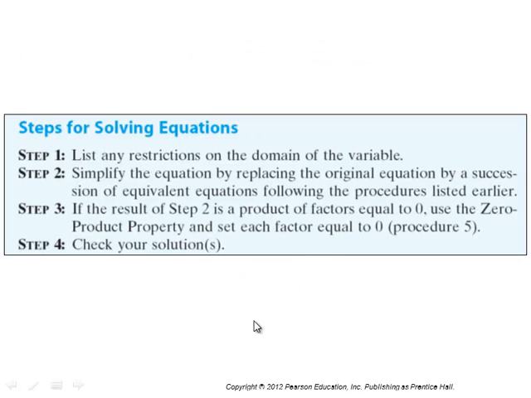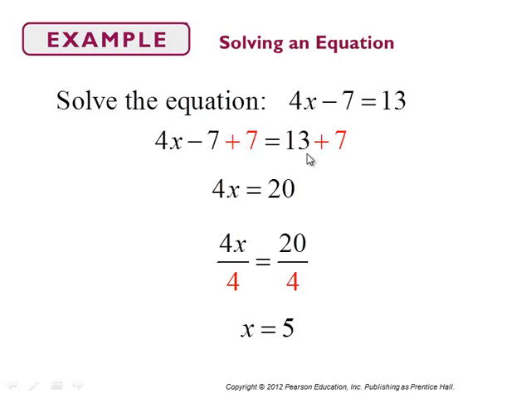And, of course, we should always check by going back and substituting 5 in for x into the original equation. 4 times 5 is 20. 20 minus 7 is 13. Oh, yeah, that is true.